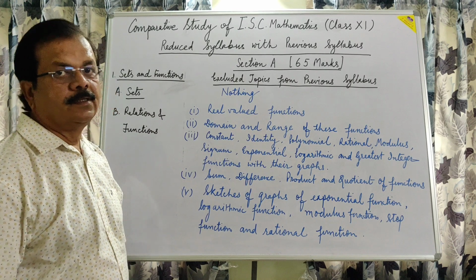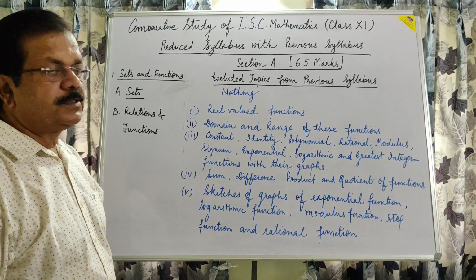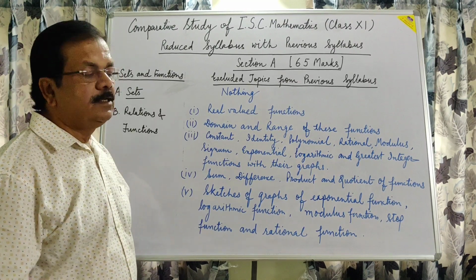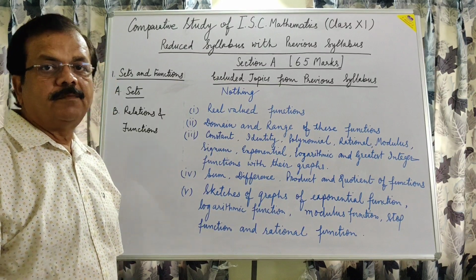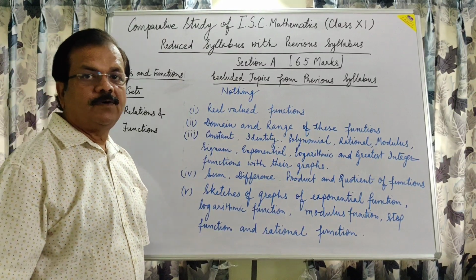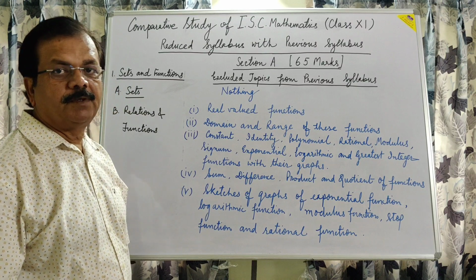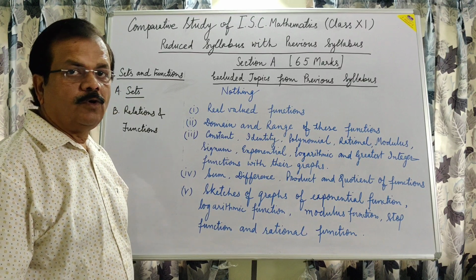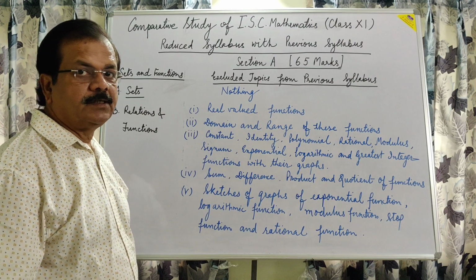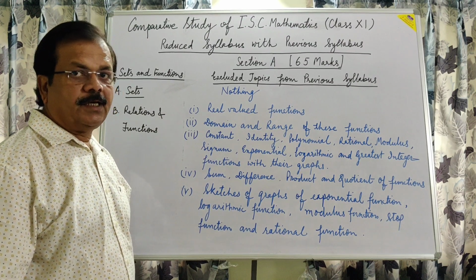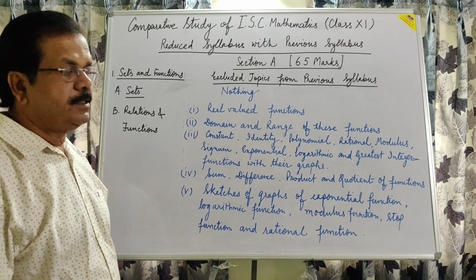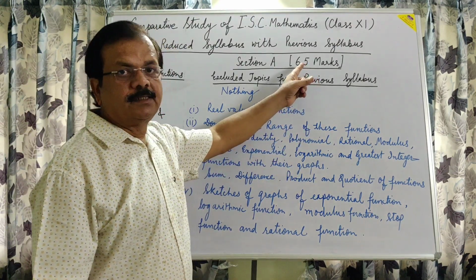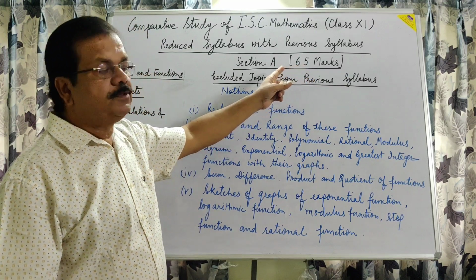Hello students, now we are going to discuss the comparative study of the ISC Mathematics class 11 reduced syllabus with the previous syllabus. As far as the question paper of 2021 is concerned, the whole paper will be divided into three parts: Section A, Section B and Section C. Section A will be of 65 marks and this is compulsory for all the students.